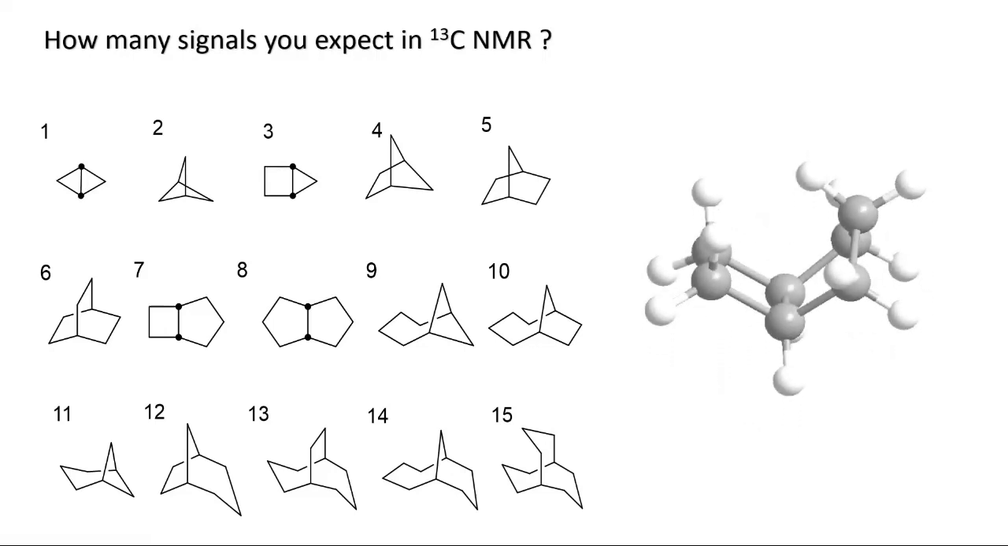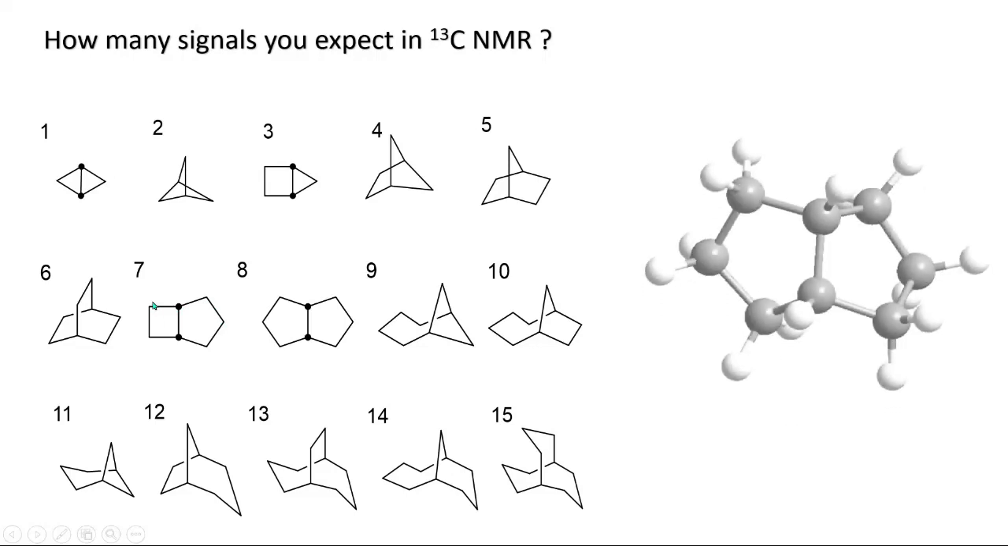If you see this molecule, a 4-membered ring and a 5-membered ring are fused. Now how to calculate? Just pass a plane of symmetry here and calculate the carbon atoms: 1, 2, 3, 4. You only have to calculate half of the carbon atoms. Don't count all the carbon atoms. You just pass a plane of symmetry here, then calculate 1, 2, 3, 4. So you will get 4 signals for this molecule.